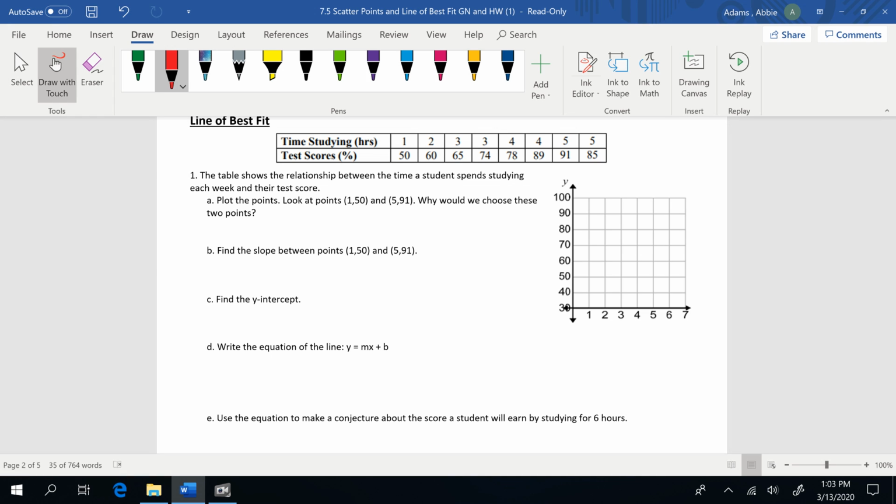Alright guys, welcome back. So the next topic that we're going to talk about is the line of best fit. This gives us a visual representation of how our scatter plots relate to each other. So let's jump into an example here.